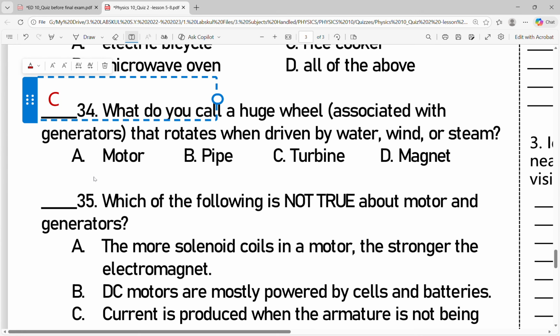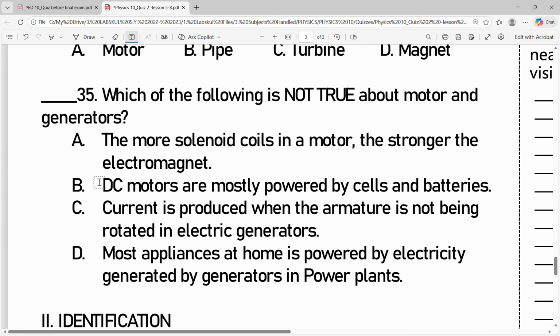Number 35. Which of the following is not true about motors and generators? So one by one. Letter A. The more solenoid coils in a motor, the stronger the electromagnet. This is true. Letter B. DC motors are mostly powered by cells and battery. This is also true. Letter C. Current is produced when the armature is not being rotated in electric generators. This is not true. This is false.